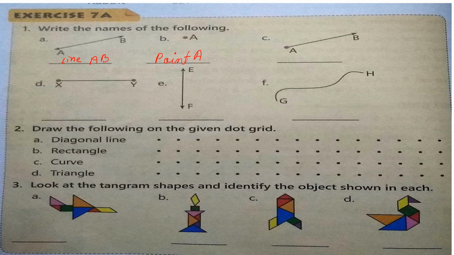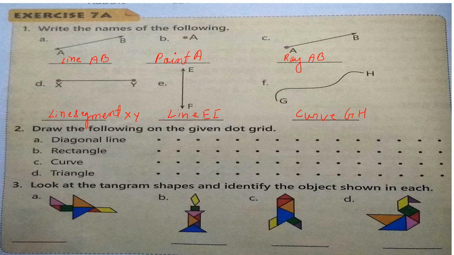Then what is this? Only one dot and one arrow is there. That means this is ray AB. Now here both sides have a dot, that means a full stop. What is this? This is a line segment. Okay, now this one has an arrow on both sides, so this is line XY, and this is line EF, and this is a curve, so this is curve GH. Got it? Very easy.